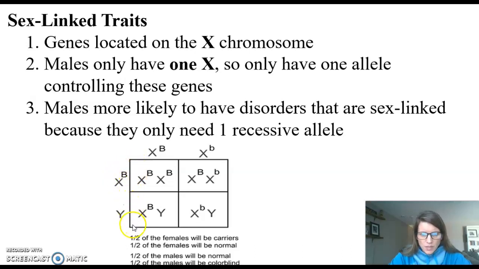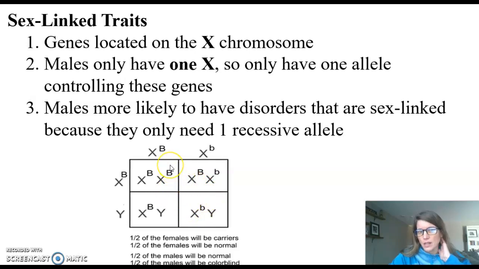So if you look at this Punnett square down here, you have the parents on the outside, mom's on top here, dad's alleles are on the side. So mom in this example is X big B, X little b. Dad is X big B, Y. When we're dealing with sex-linked traits, you have to include the X and Y chromosomes within your Punnett square to make sure you're understanding who are the females and who are the males within your offspring results.